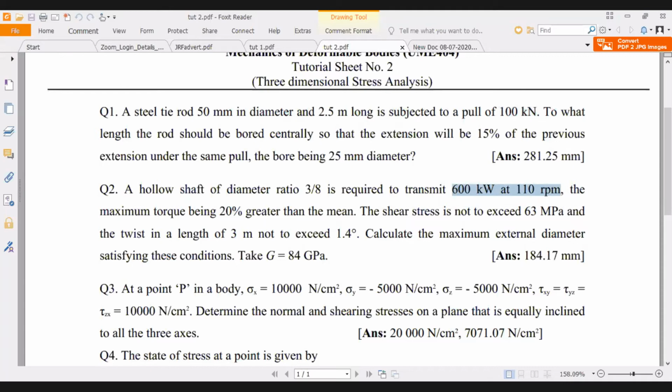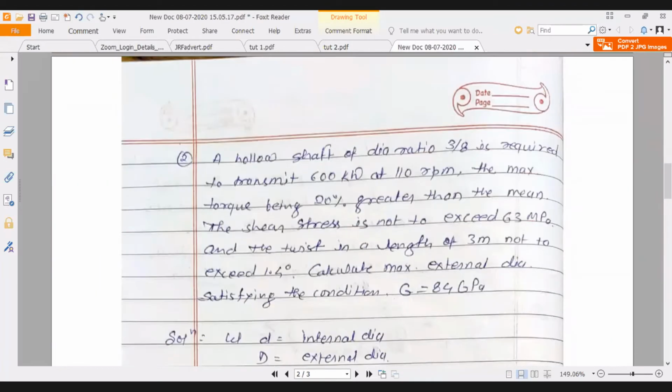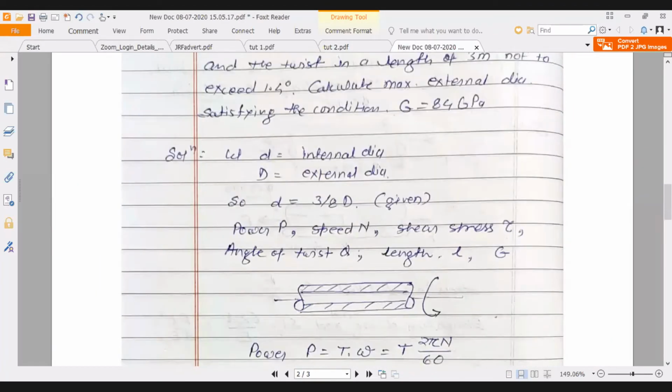Yes, the power is equal to your torque times 2 pi N divided by 60. So that is the relation. Here is the problem, these are the given data. Suppose small d is the internal diameter, capital D is the external diameter, and this ratio is given to us, meaning the internal diameter is 3 by 8 times the outer D. This is the schematic view of our problem.